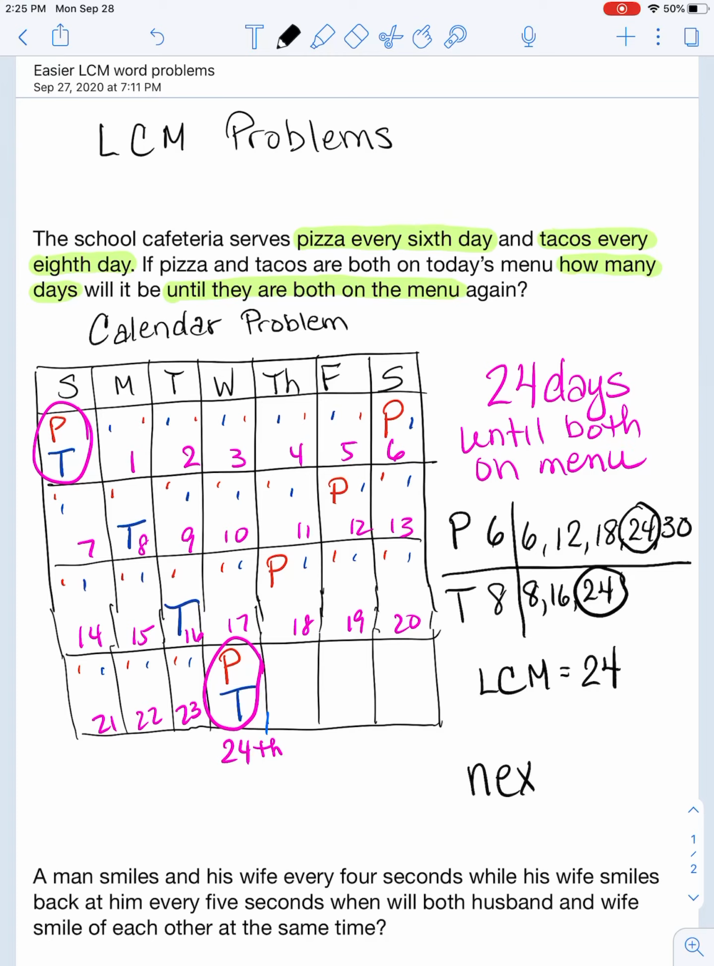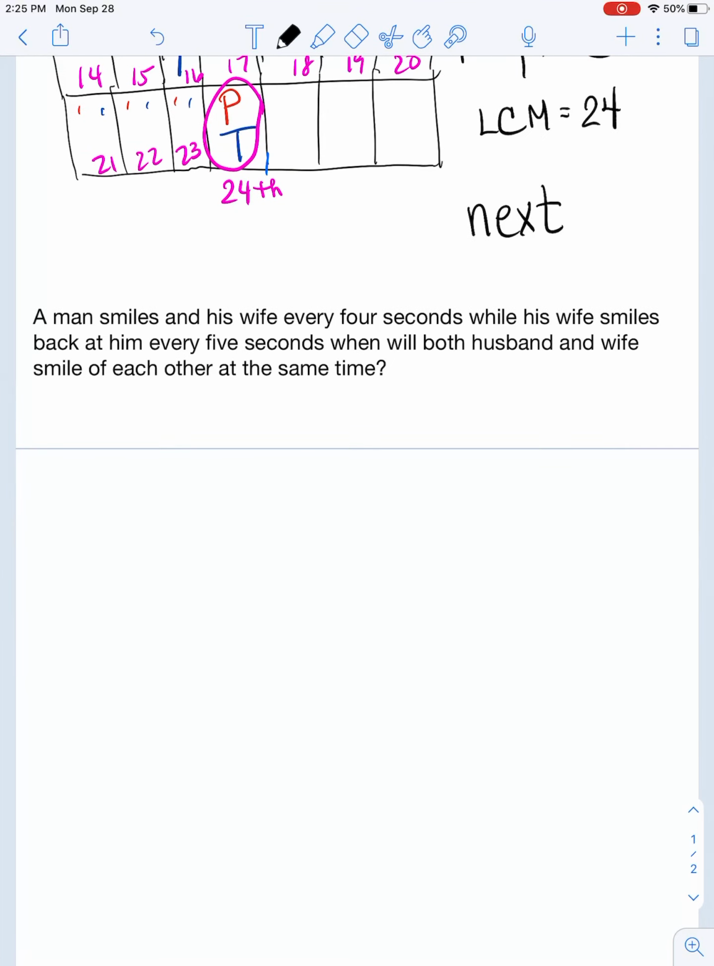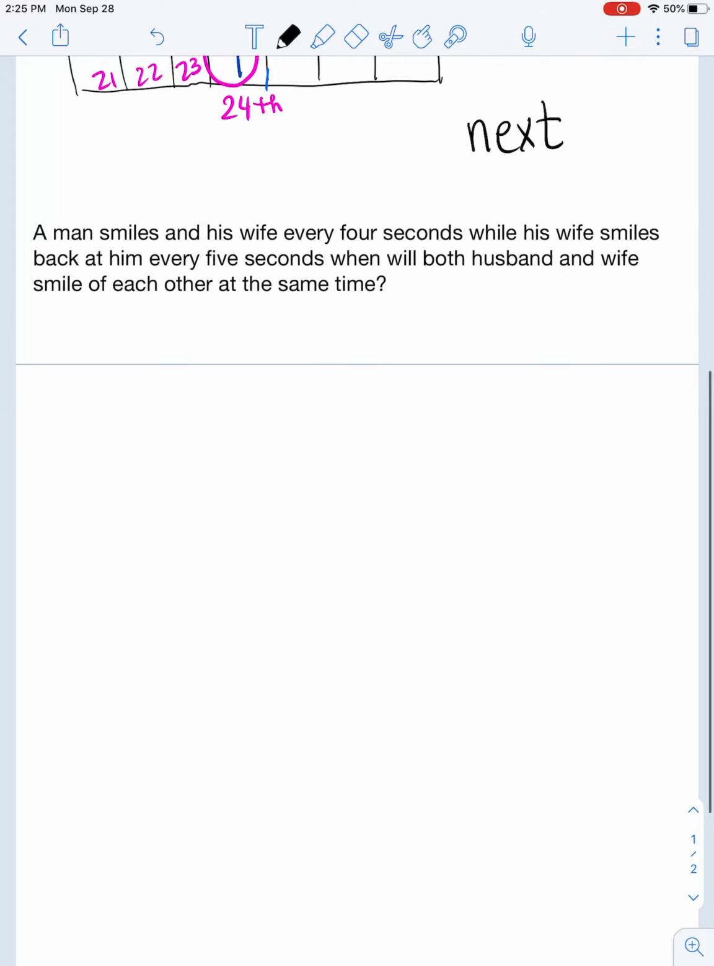So whenever you see 2 events, or sometimes even more than 2, and they want to know the next time they will happen simultaneously, or on the same day, or at the same time, that is going to be an LCM problem. Let's look at one more example.